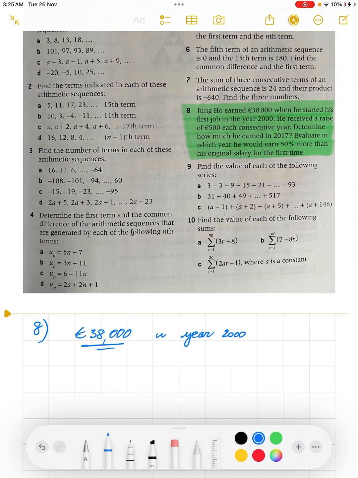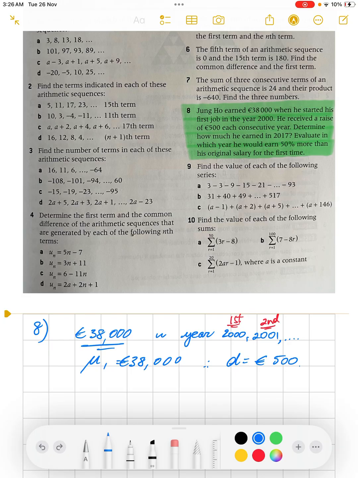Well, this is like the first term of an arithmetic sequence, and therefore the common difference is 500. So it goes up by 500 each year. Determine how much he earned in 2017. Well, be careful here, because if 2000 was in fact the first year and 2001 is in fact the second year, what will 2017 be?